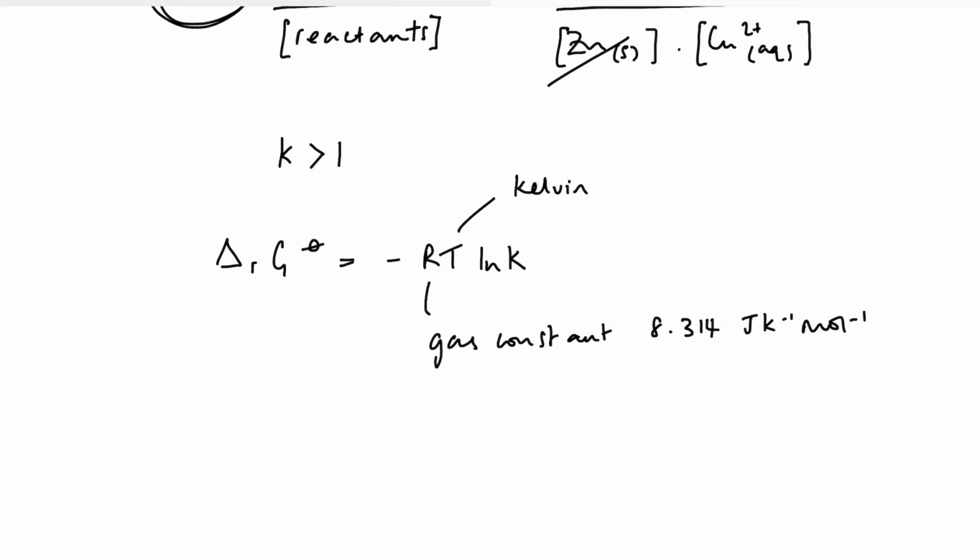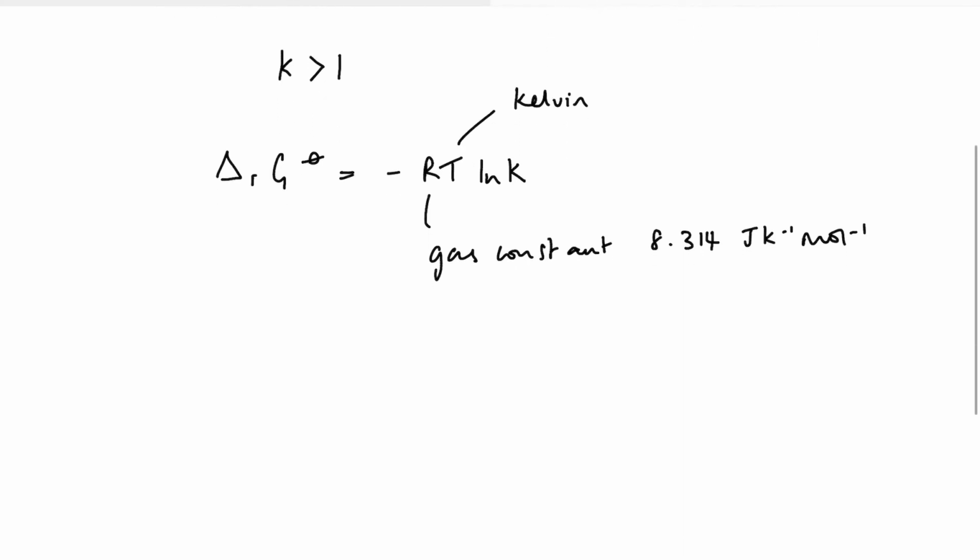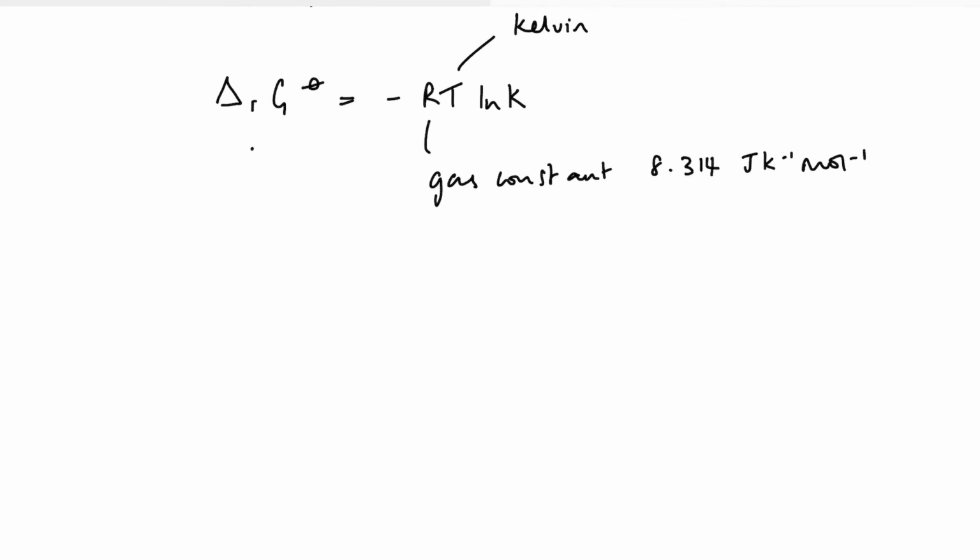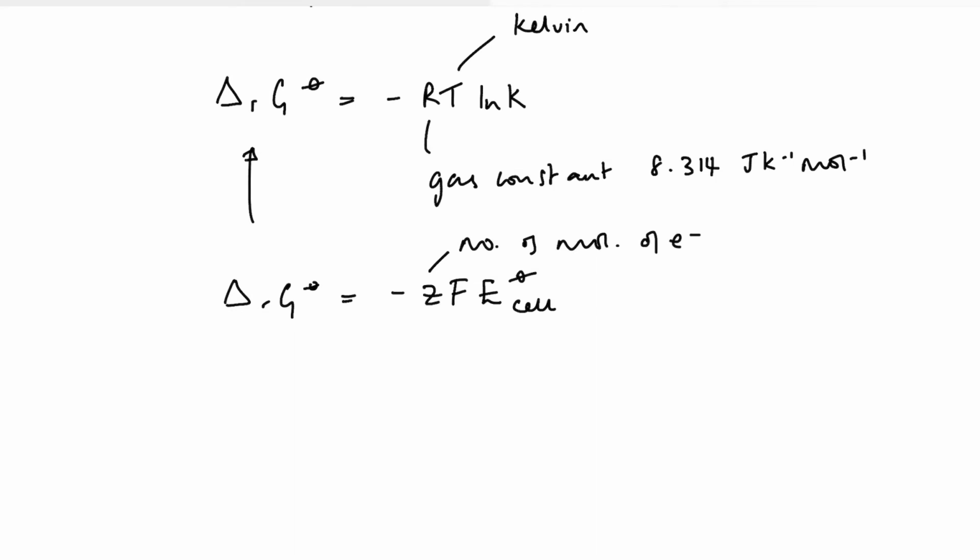But if you're happy just to accept that that is the relationship, we can move on, because we know that delta G is equal to minus ZF E cell, where Z was the number of moles of electrons being transferred, i.e. the current that's moving around our circuit. F was Faraday's constant, so that is essentially the charge of 1 mole of electrons, and that comes to 96500 coulombs per mole.